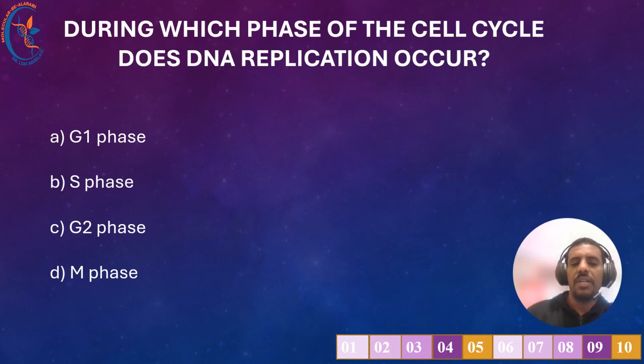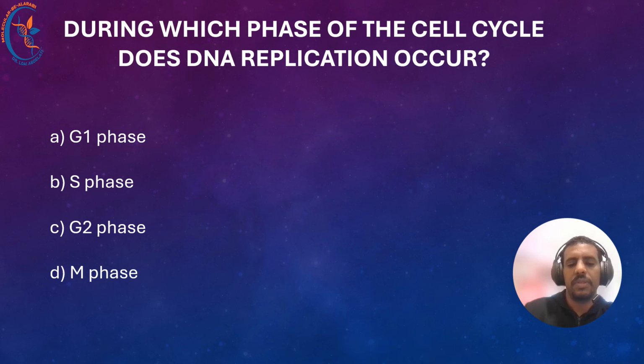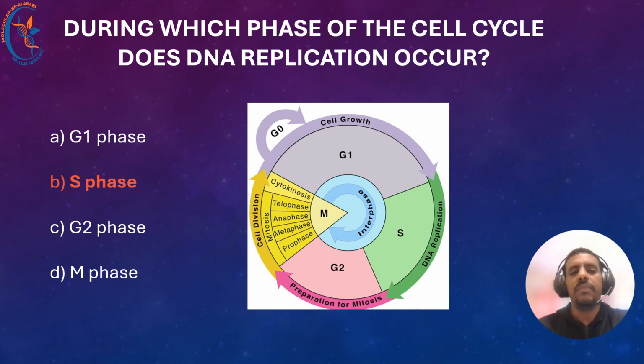The question is, during which phase of the cell cycle does DNA replication occur? All right. Actually, DNA replication occurs during the S or synthesis phase of the cell cycle. This phase is dedicated to doubling the DNA content to ensure that each daughter cell receives a complete set of genetic information during cell division. All right?